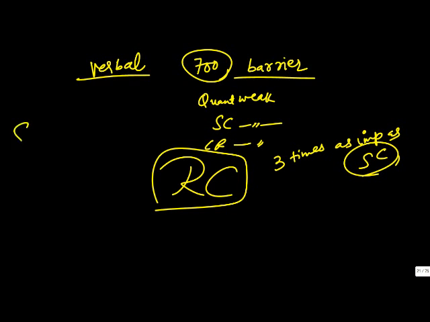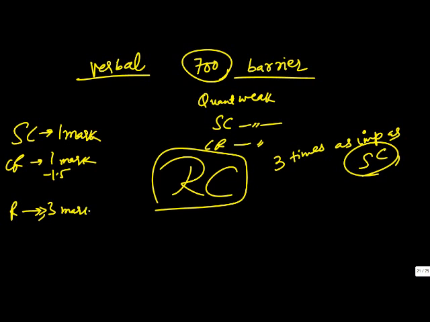So if sentence correction, one question has 1 mark, CR may have 1 mark to 1.5 marks, let's say. RC will surely have 3 or more than 3 marks for one question. I have never seen anyone poor at reading comprehension coming back with a score of 700 plus normally.